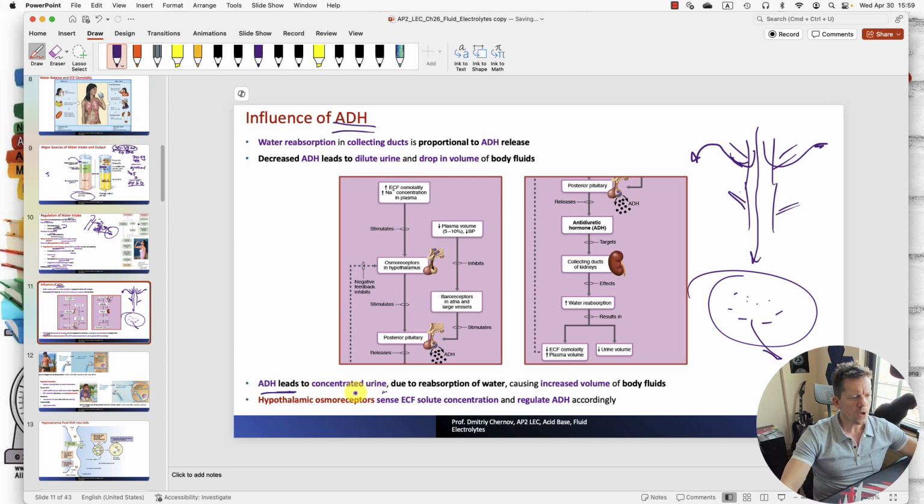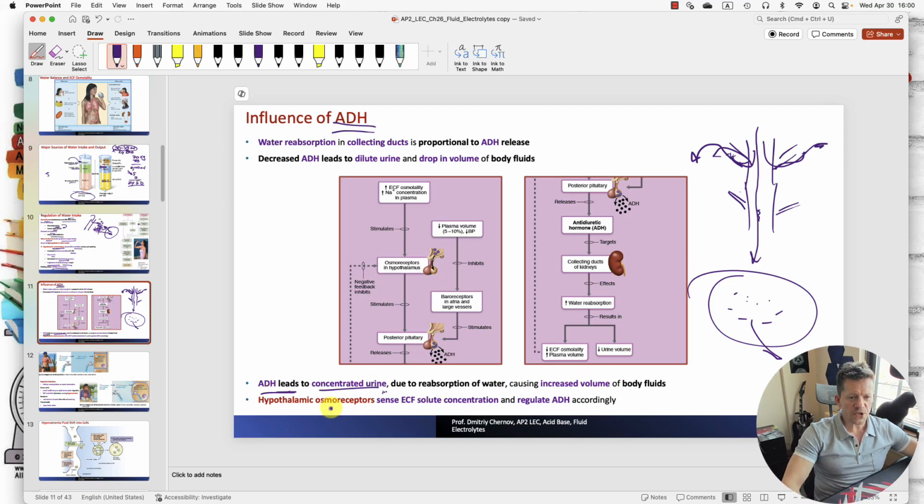ADH leads to concentrated urine. If you're returning water back into circulation, now your urine will have less water. And just because it will have less water, we call it concentrated urine, meaning that it will have more solutes, more concentrates.